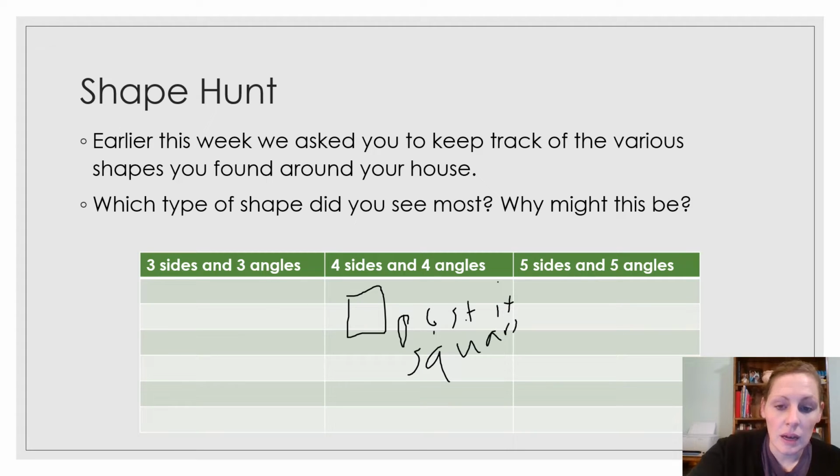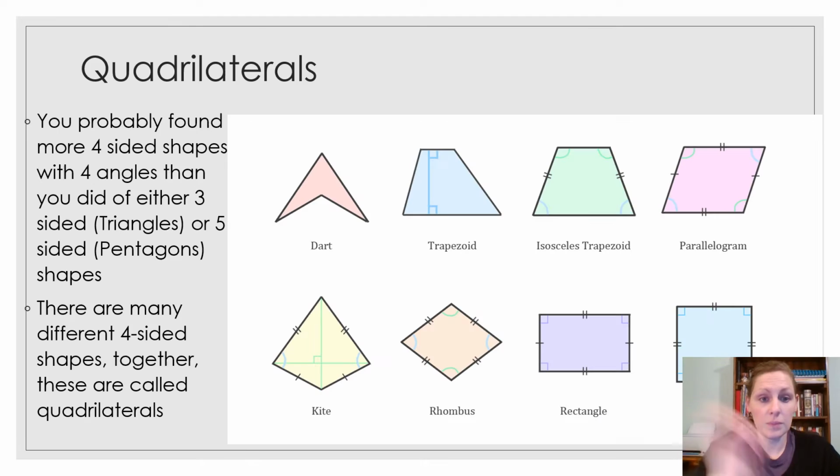Now, one of the things I asked you to think about was which type of shape did you see the most, and why might this be? Did you see a lot of shapes with 3 sides and 3 angles? Did you see a lot of shapes with 5 sides and 5 angles? Or did you see more shapes that had 4 sides and 4 angles? Shout out your answer now. Thank you. So you probably found more 4-sided shapes with 4 angles in them than any other shape.